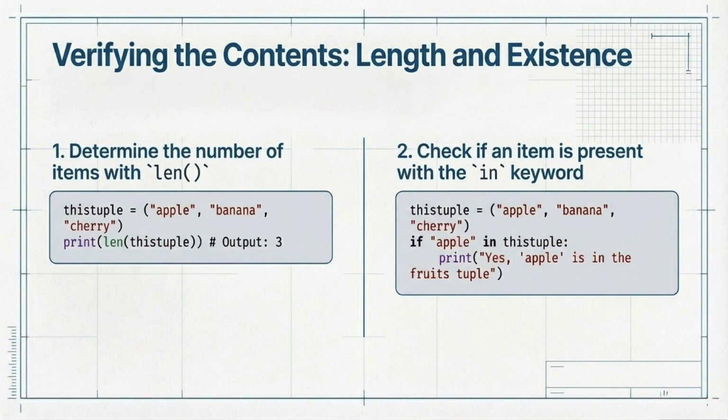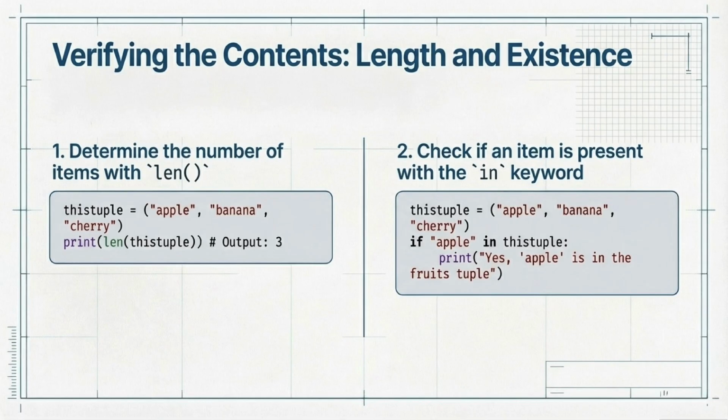In Python, you can verify the contents of a tuple by checking both its length and the presence of specific items. The total number of elements in a tuple can be determined using the built-in len function. For example, if this tuple is assigned apple, banana, cherry, then calling len of this tuple returns 3, indicating that the tuple contains 3 items.